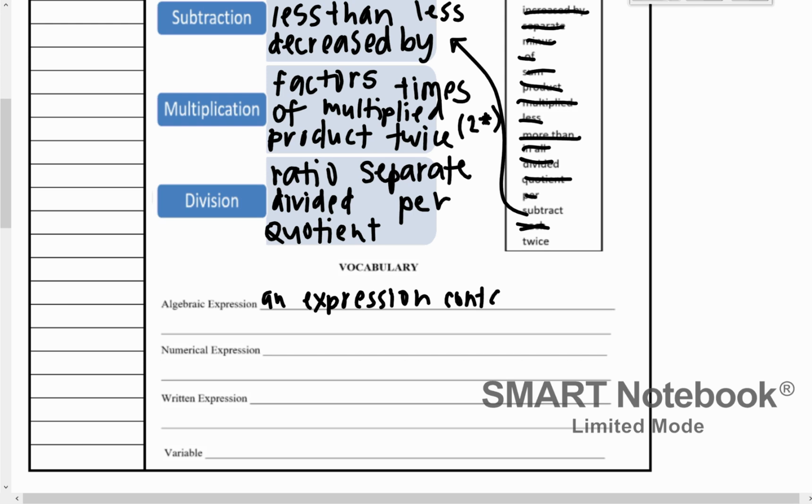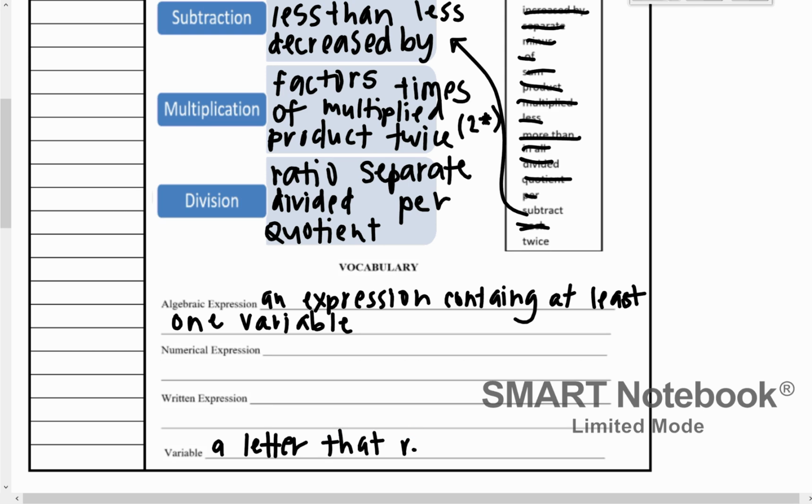Containing at least one variable, and we're going to talk about what a variable is in a second. So a variable is a letter that represents a number. Okay, so an algebraic expression is an expression that contains at least one variable.